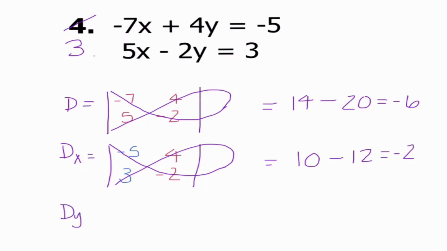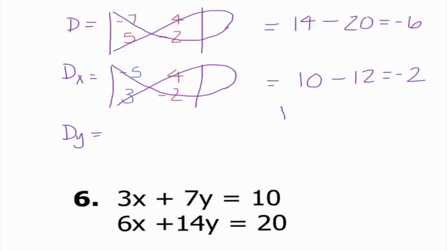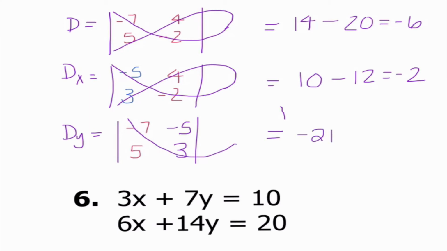Last but not least, D sub y. So I know my first column now are going to be our x coefficients again. My second column are the constants, so those were negative 5 and 3. When we start in the top left-hand corner, negative 7 times 3 is negative 21. Mr. Determifish says, subtract, baby. Negative 5 times 5 is negative 25, so I end up getting positive 4 as my answer.